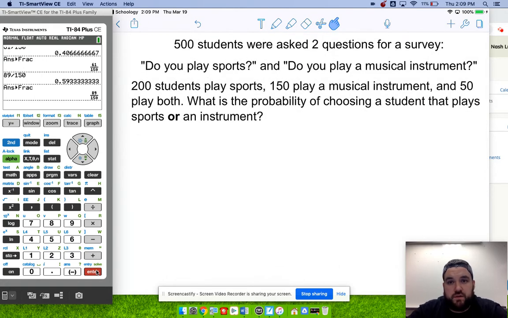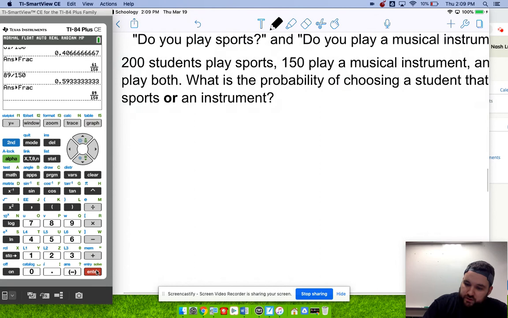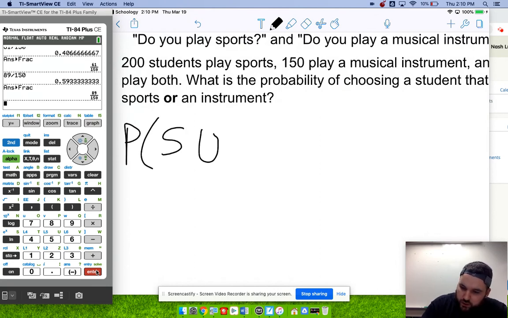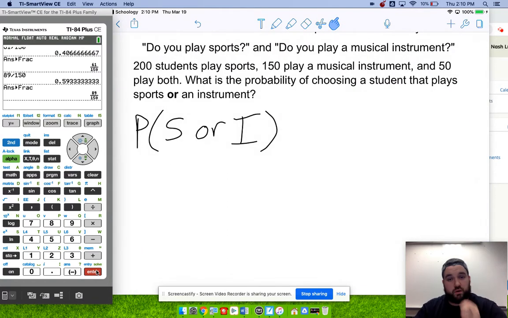All right, so 500 students were asked two questions for a simple two-question survey. Do you play sports and do you play a musical instrument? Again, 500 people were asked. 200 people play sports, 150 people play a musical instrument, and 50 people play both. What is the probability of choosing a student that plays sports or plays an instrument? I'm just going to use the word or. What's the probability of sports or an instrument?